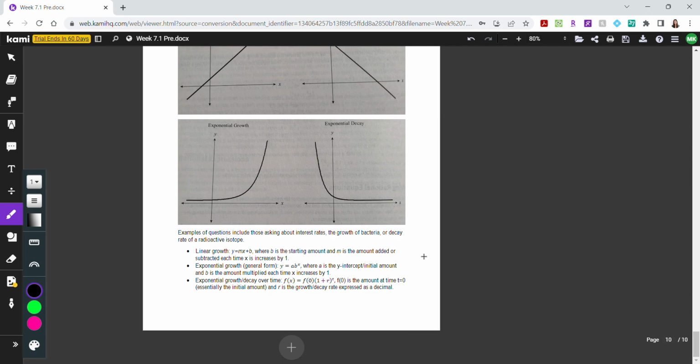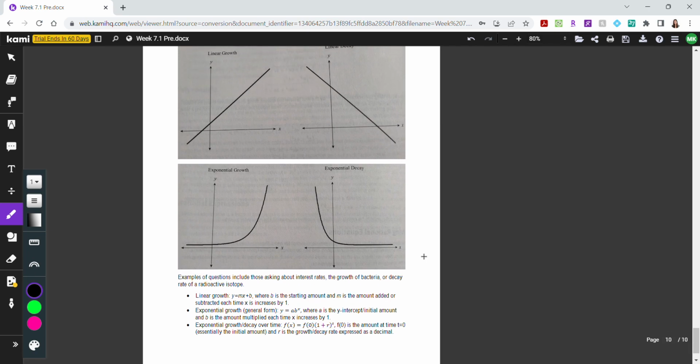Now, we won't go through some of the practice problems just because it is a little bit tedious. We will go through that during your deep dive lesson. Examples of questions on exponential growth and decay or linear growth and decay are those asking about interest rates, growth of bacteria, or decay rate of radioactive isotopes. Those are the really common ones where you will see questions asking about exponential growth and decay especially. Now we look here, just a quick recap.